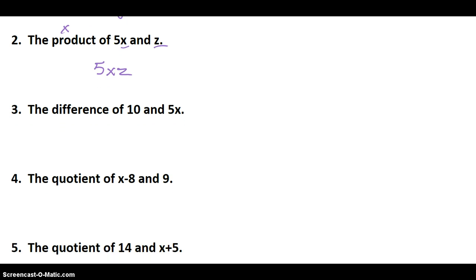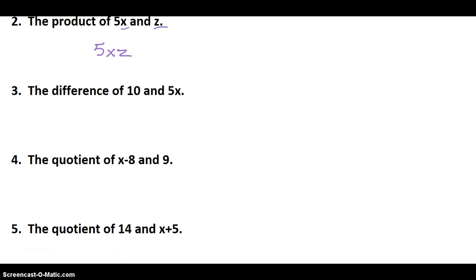Let's go down here. Our variable is defined, so it's 10 minus 5x. Now this is an interesting one because this is a quantity of x minus 8 and 9. So the quotient, which is going to be division, I really want you guys to stop using this unless you're using it in order of operations.